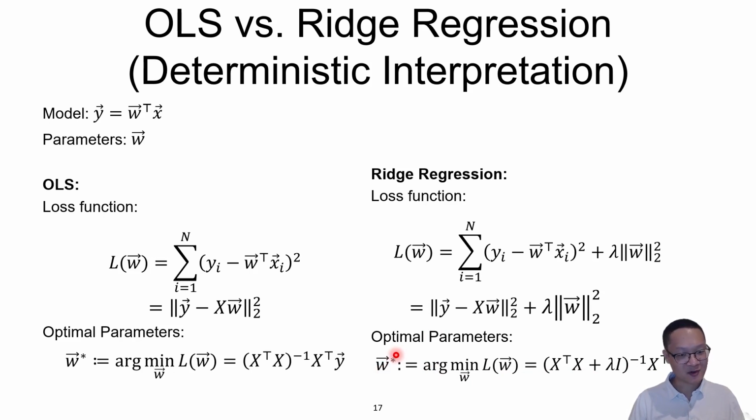Up to now, there's no probability at all. Everything is deterministic. The intuition is basically minimize squared error for each data point. And then for the case of ridge regression, penalize large values, large components of W using the two norm.